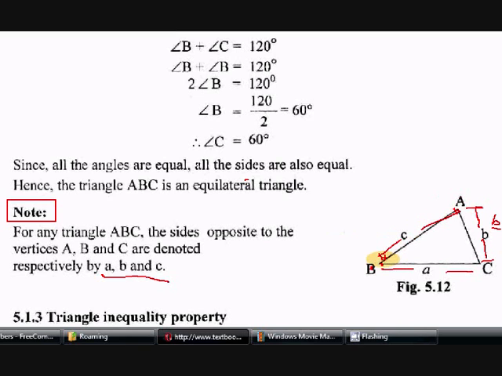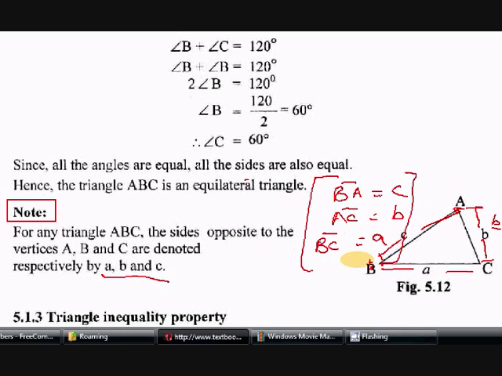Next time we won't talk about lengths BA, BC and all. BA is equal to what? It's equal to c. AC is equal to what? The side length opposite to B, right? It will be mentioned as b. BC is what? Opposite to A, right? We call it a. Remember, this is the notation we have to remember in the future.